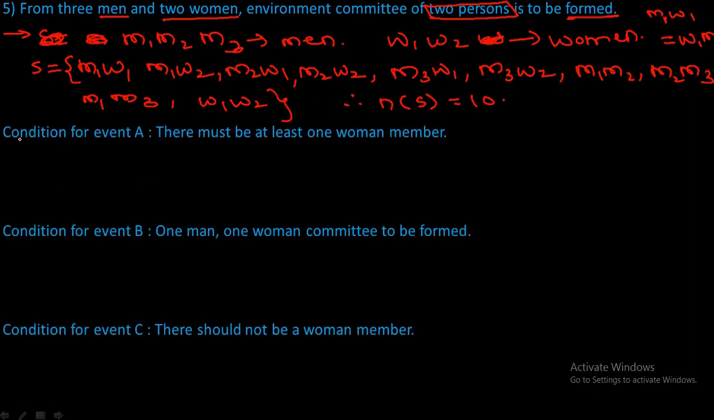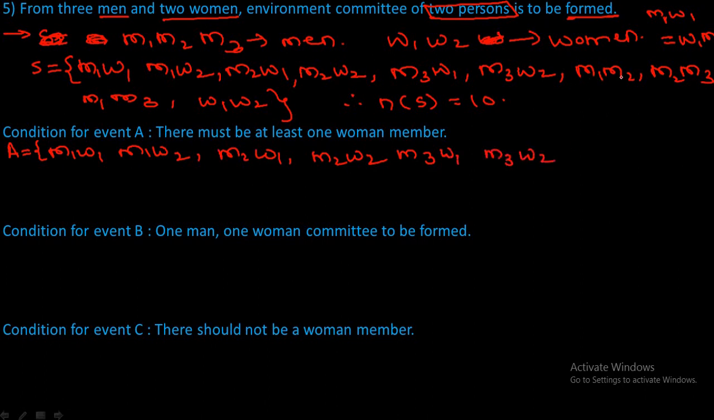They have given different conditions. First condition, event A: there must be at least one woman member. At least means minimum. Minimum one woman should be present. Maximum it may be two women, but one woman should be present. So M1, W1, because one woman is present. M1, W2, then M2, W1, then M2, W2, then M3, W1, then M3, W2, then M1, M2, here there is no woman, and here there is no woman, here there is no woman, and here there are two women. At least means minimum, that's why the maximum two women is also possible. So how much? 1, 2, 3, 4, 5, 6, 7, so n of A is equal to 7. I hope you understood.